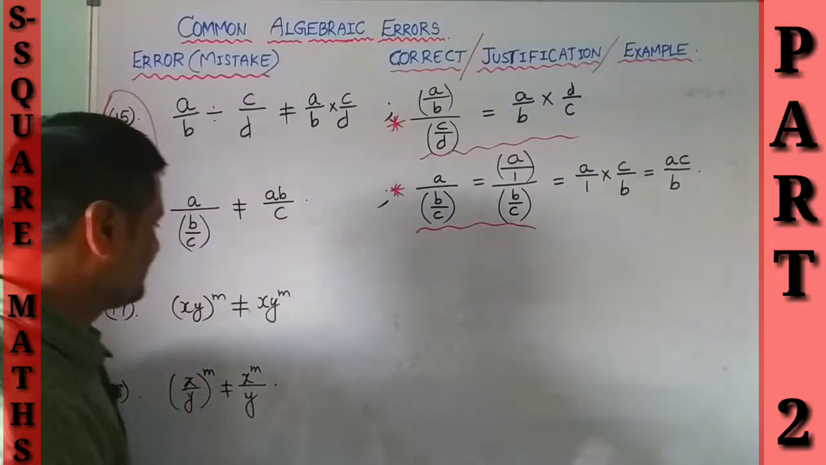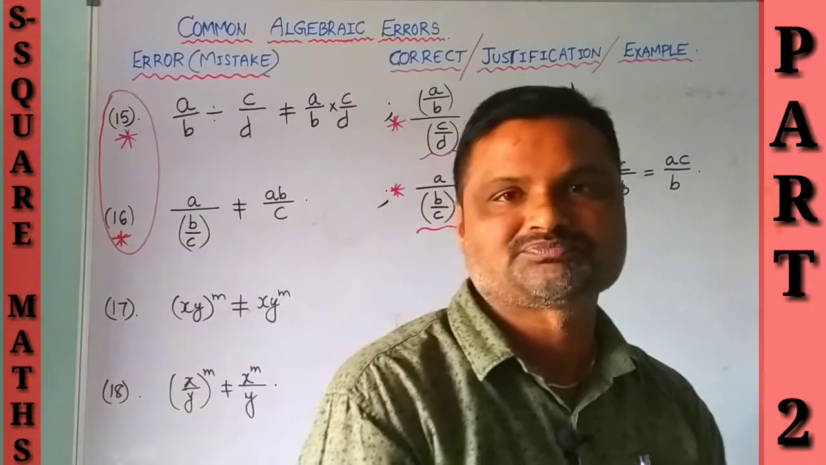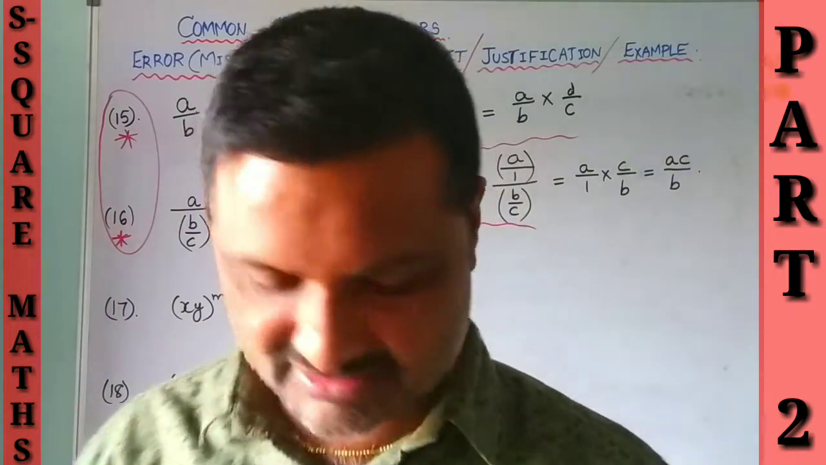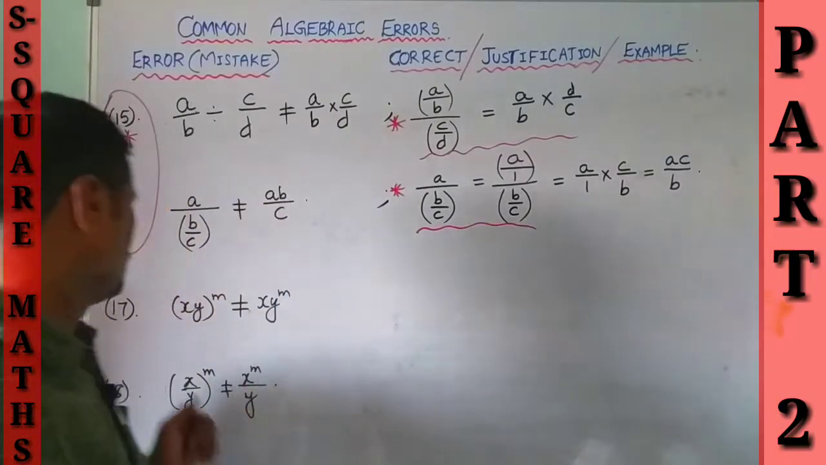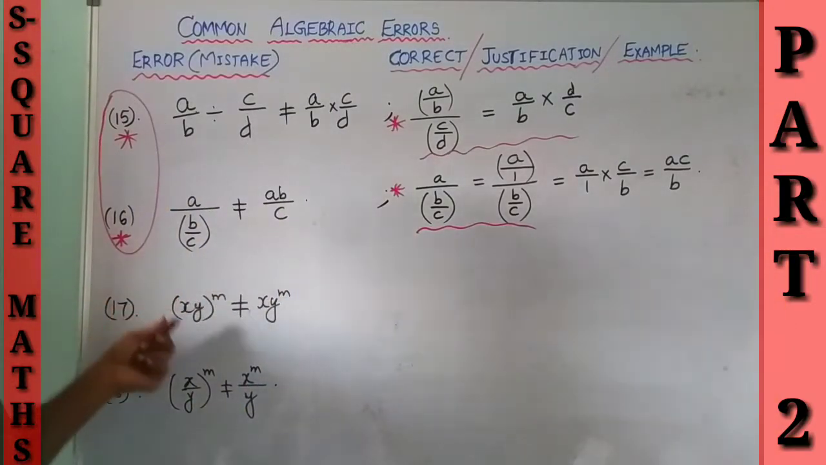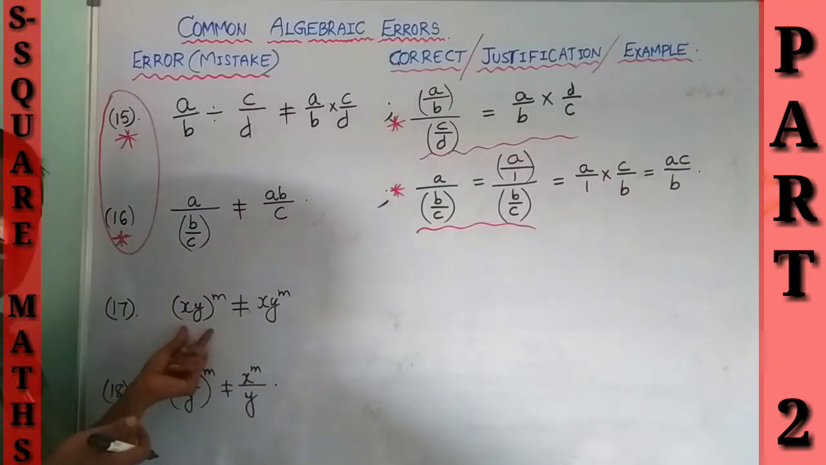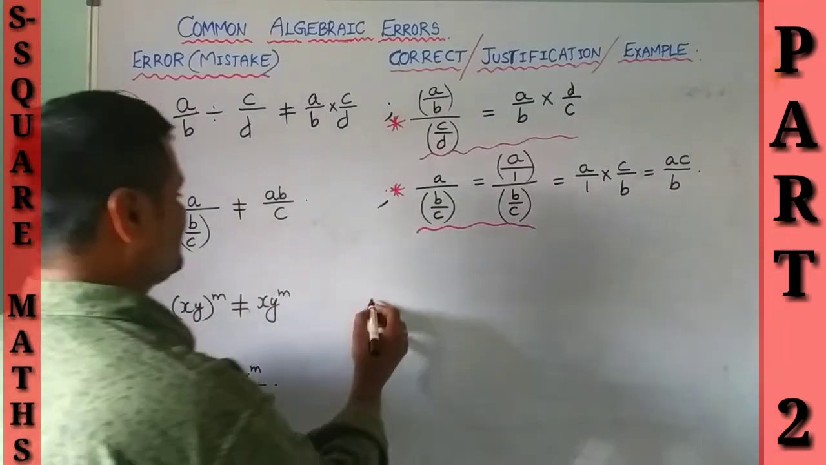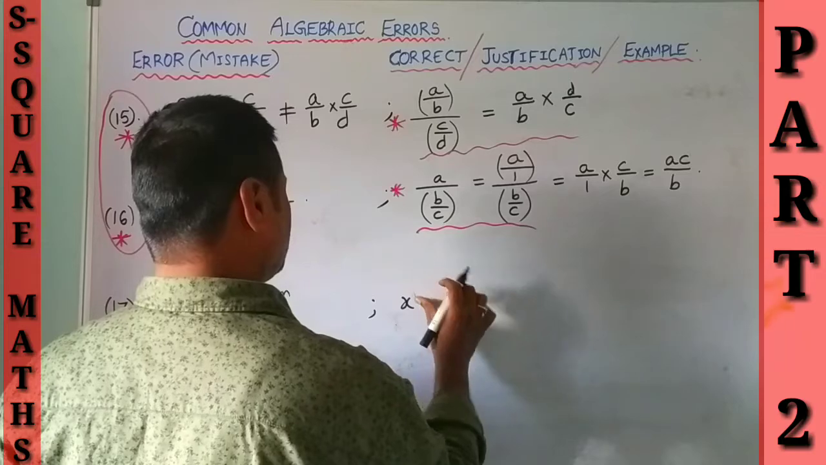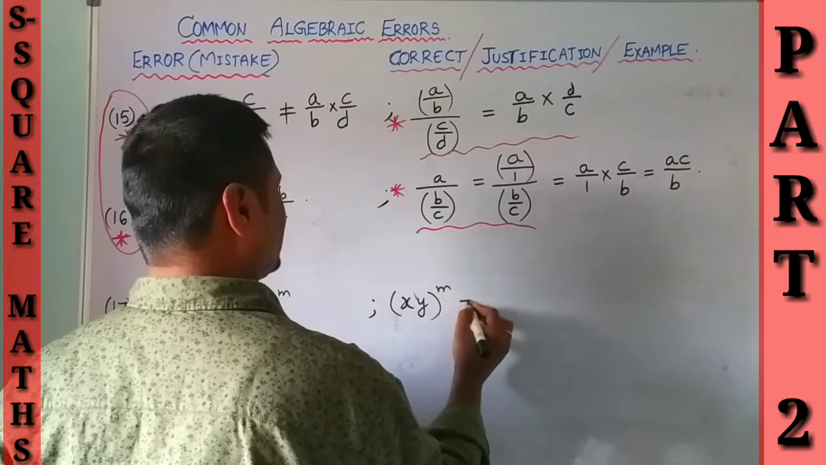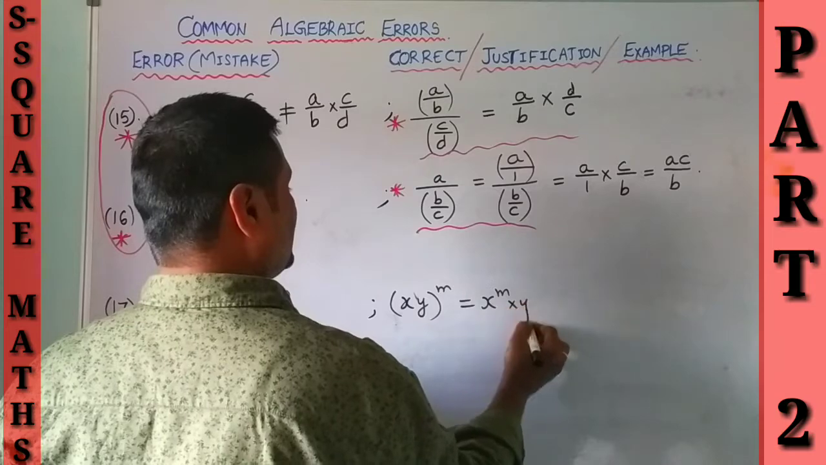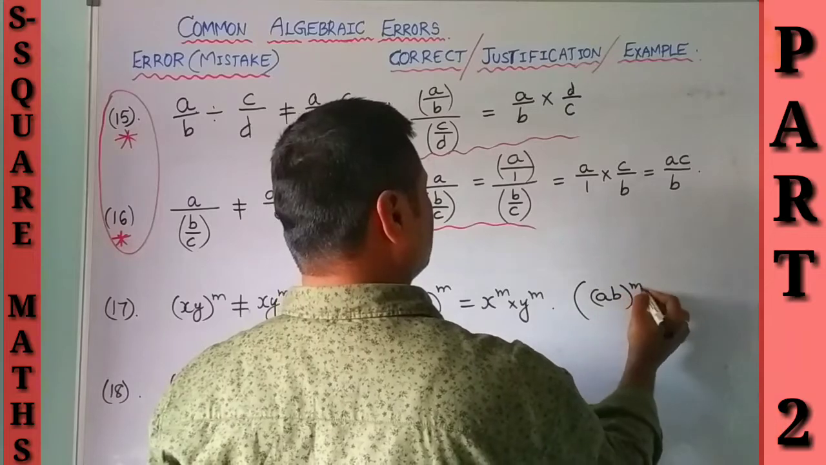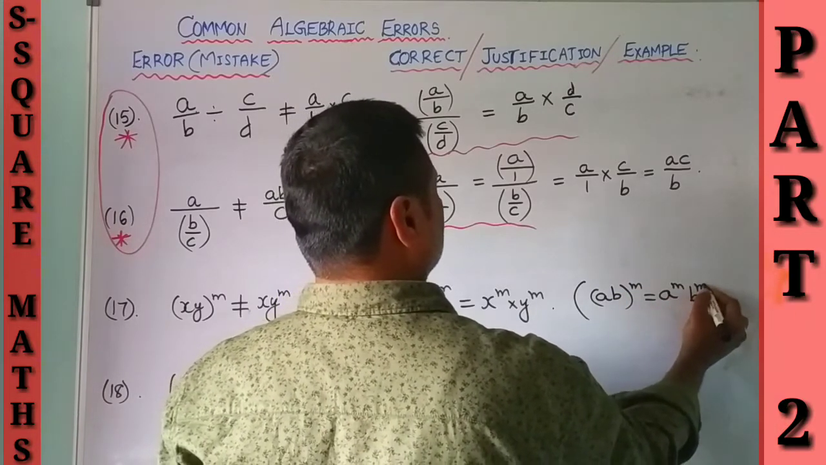Next, xy whole power m is not equal to x into y power m. If you observe carefully, 17th and 18th are closely related. Please go through it now. So x into y whole power m. Here the operation between x and y is product, and you have whole power m. So what is the correct way now? x into y whole power m. Since you have the bracket, I can write x power m into y power m. Since I have the law of exponents, a into b whole power m is nothing but a power m into b power m.